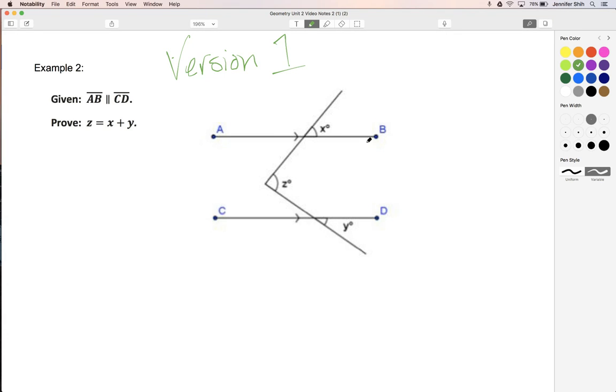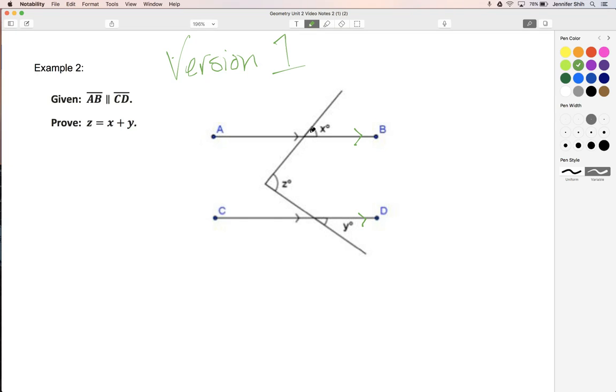So what do I do? Even though they give me little arrows, just for my annotating, when I see that two lines or line segments are parallel, I go draw in the arrows right away. To me, this indicates that these two line segments are parallel. What do we need to do? We are going to informally prove that Z, this angle here, is equal to X plus Y together.